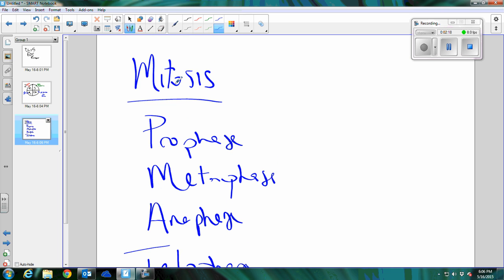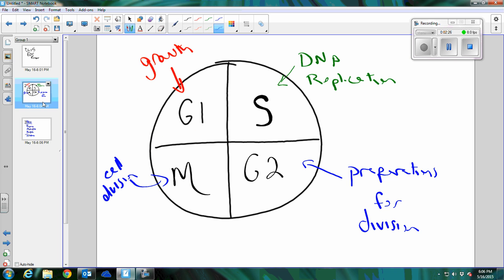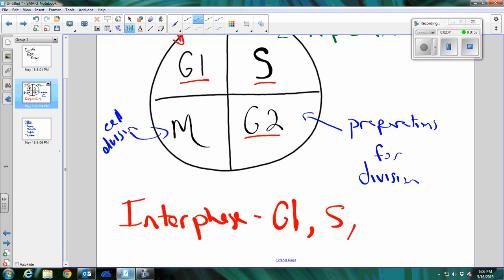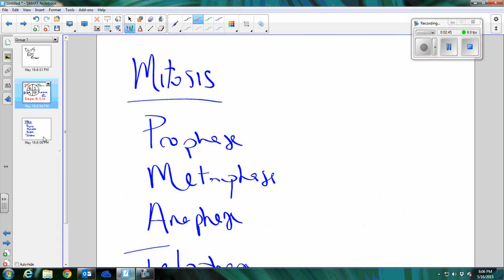Now, many will confuse this and put interphase in this as well. Now, interphase is the combination of G1, S, and G2. Those are all interphase, and inter is between phase. And so this is this phase between cell divisions. That's the way I think about it. And then, after interphase, the cell enters into prophase.